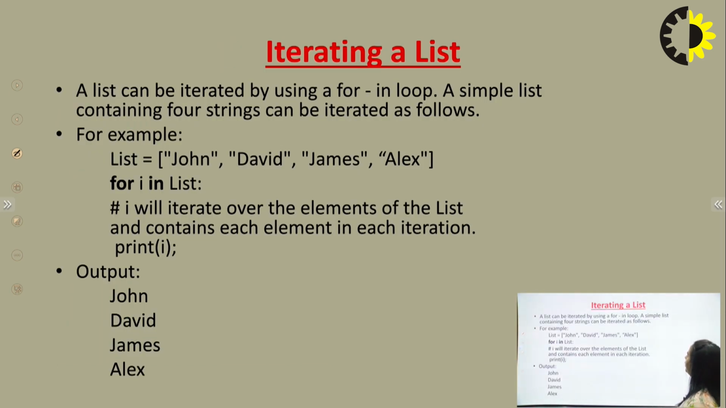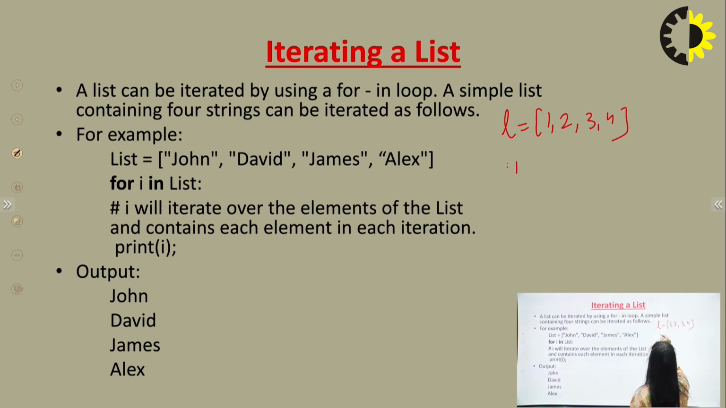Now, how to iterate over a list? Suppose we have a list L equal to 1, 2, 3 and 4. If I simply print L, I will get the output like this.